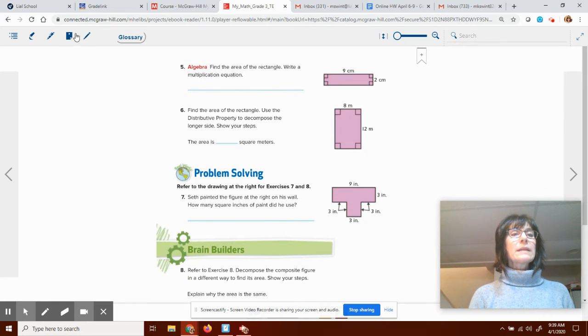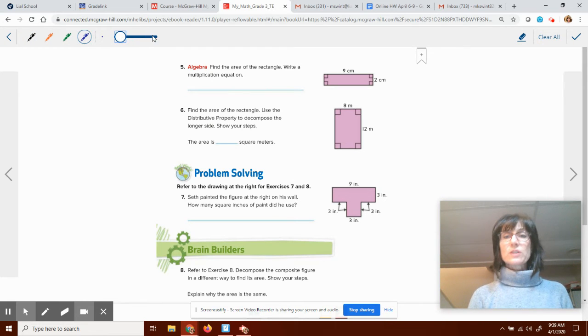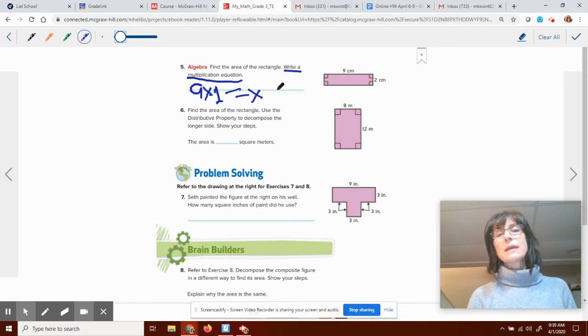So if I was writing my algebra, my equation here, I can't simply write the answer of 9 times 2 is 18. Well, that's easy. We all know that. But I have to follow the directions. I have to write an equation. So I need to see 9 times 2 equals x. Whoops, that's a 2. And then I need to see x equals 18.